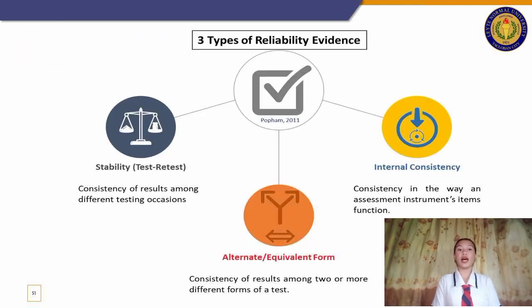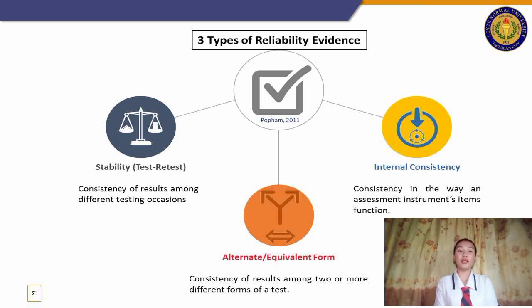So first, internal consistency. Internal consistency is a crucial aspect of reliability, focusing on the coherence of assessment instrument items. This type of reliability examines how consistently different items on the same test measure a particular construct. So for example, if a test is designed to assess mathematical skills, internal consistency would ensure that all the math-related questions on the test measure the same underlying skill.